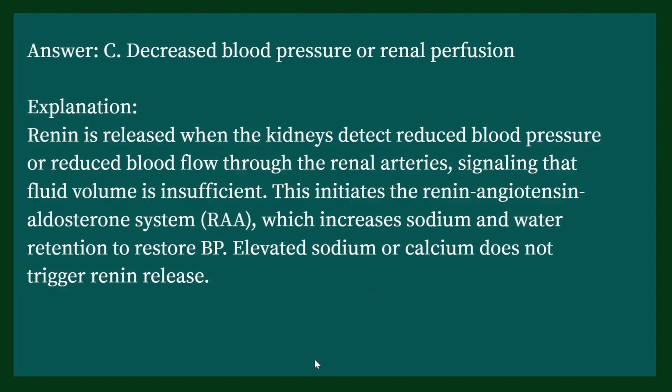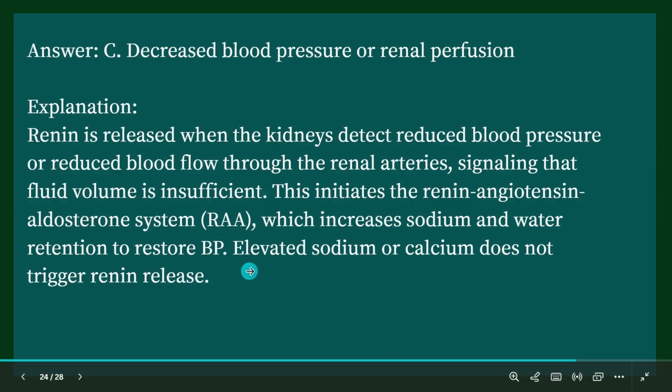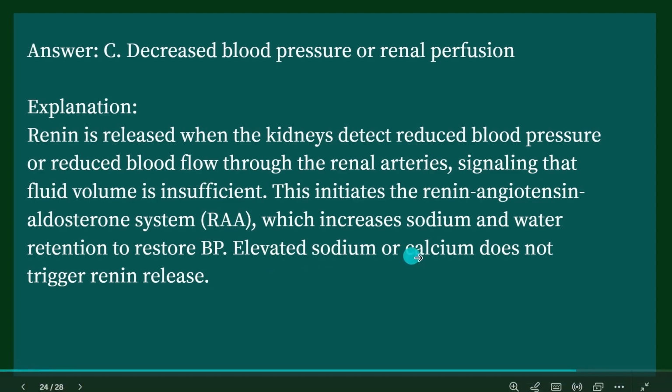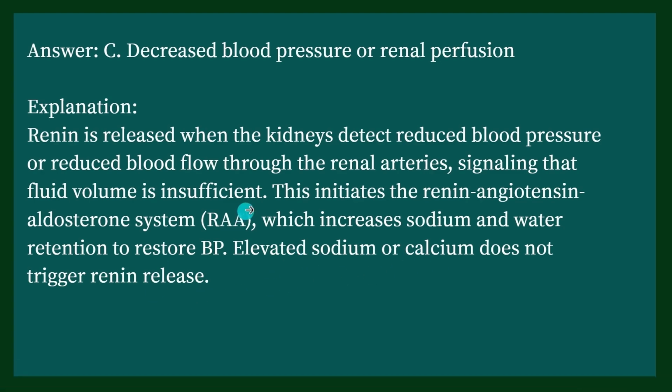is. Explanation: renin is released when the kidneys detect reduced blood pressure or reduced blood flow through the renal arteries, signaling that fluid volume is insufficient. This initiates the renin-angiotensin-aldosterone system, RAAS, which increases sodium and water retention to restore blood pressure. Elevated sodium or calcium does not trigger renin release.